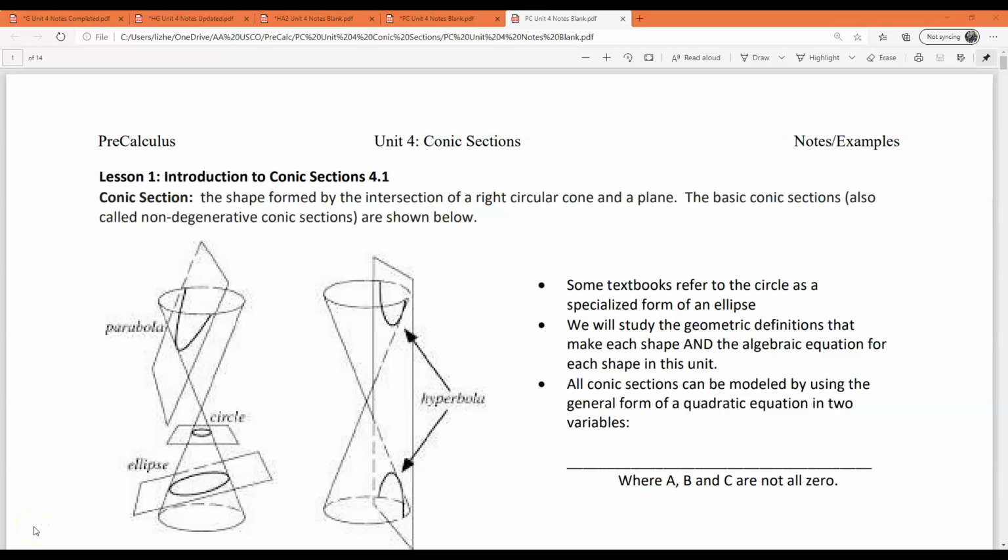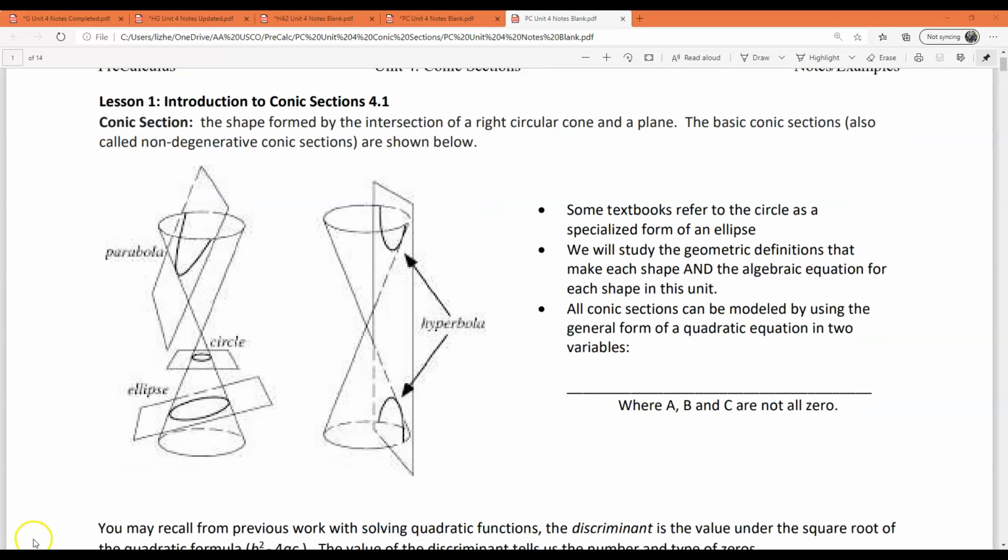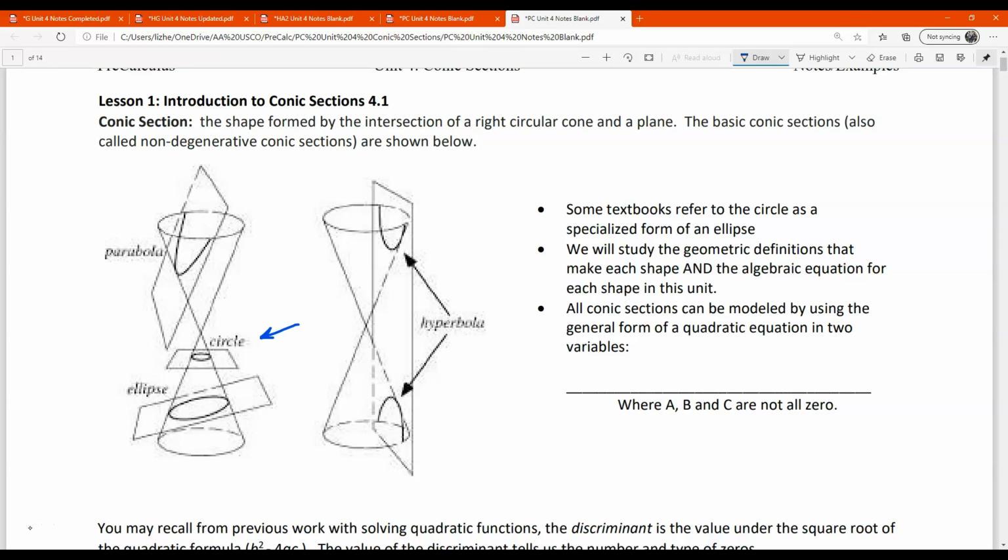All right, pre-calc, we are going to do lesson 2 of unit 4, which is on circles. So I'm just starting here on the first page of the note packet at that picture at the top, so we can look at that and see where a circle comes from. And a circle is created right here when you cut a cone parallel to the base of the cone.